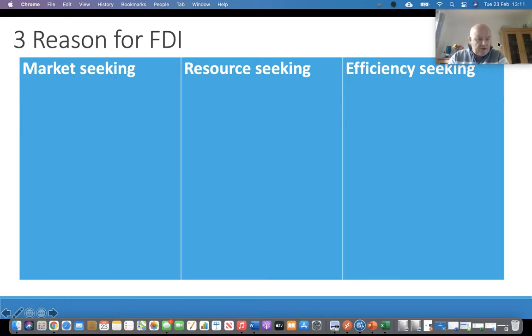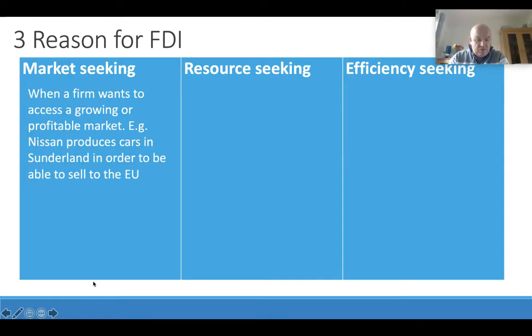Okay, so welcome back. Let's look at market seeking then. So here's an example. If you're seeking a new market, that clearly is going to be a fairly important reason why you might choose to directly invest in a foreign country. So an example to give you: a firm wants to access a growing or profitable market.